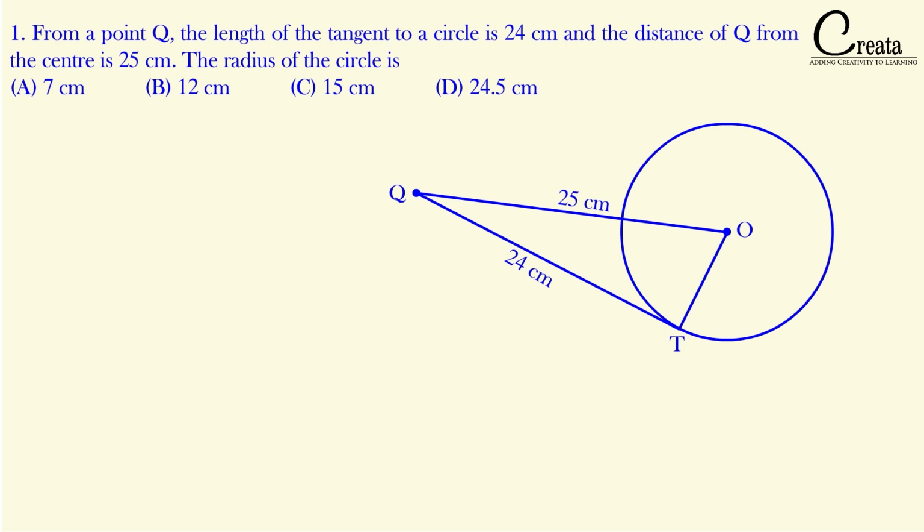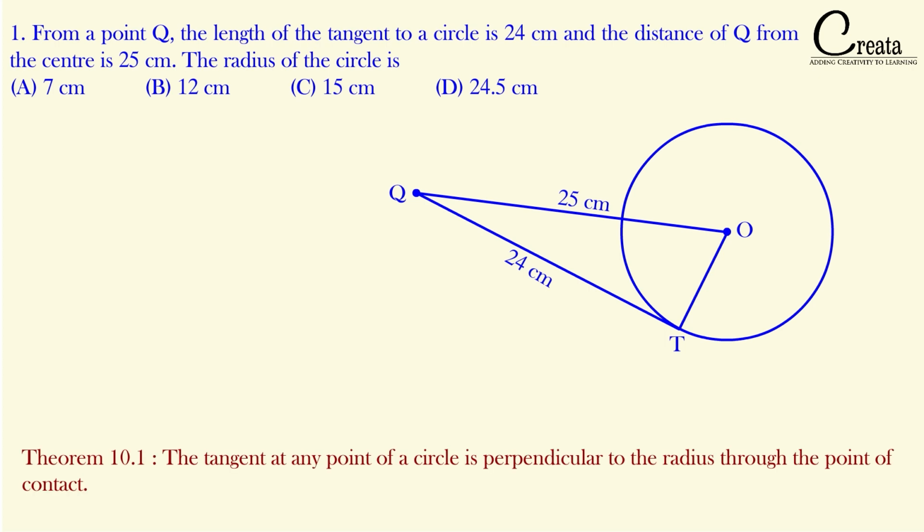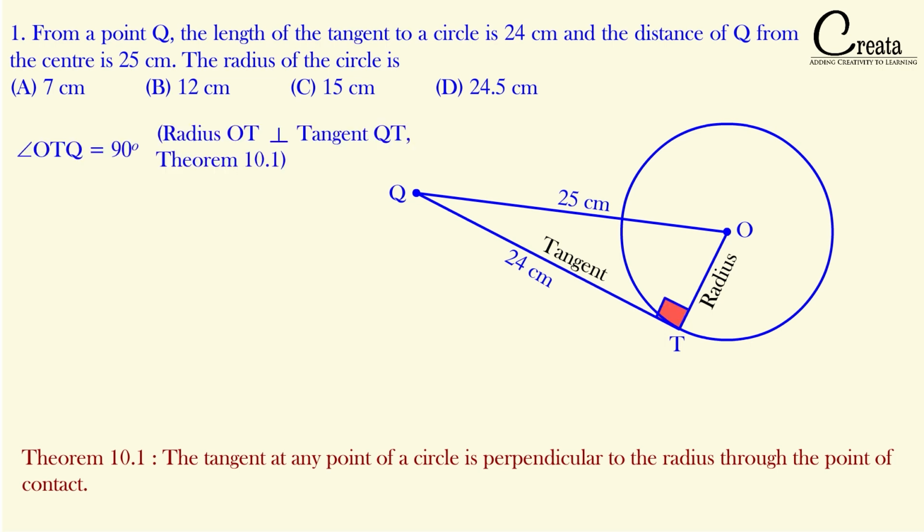Here we will apply the theorem 10.1. As per the theorem 10.1, the radius and the tangent are perpendicular to each other. The radius is OT and the tangent is QT. The angle between the radius and the tangent will be 90° angle. So this angle will be 90° angle.